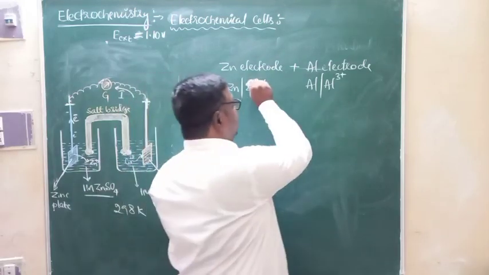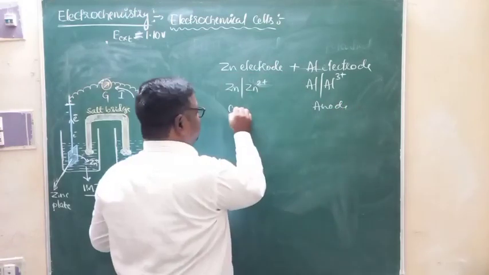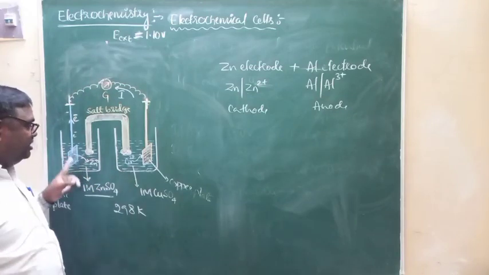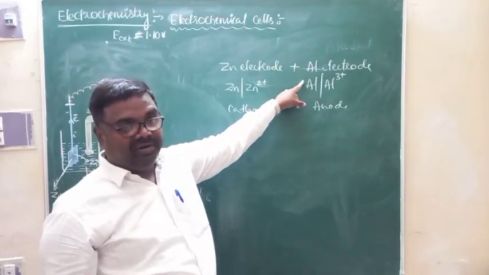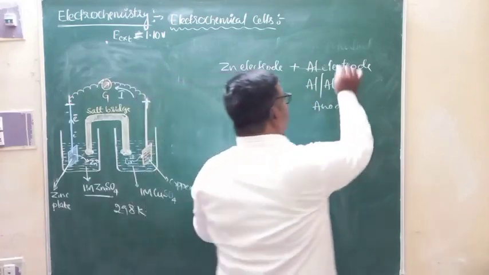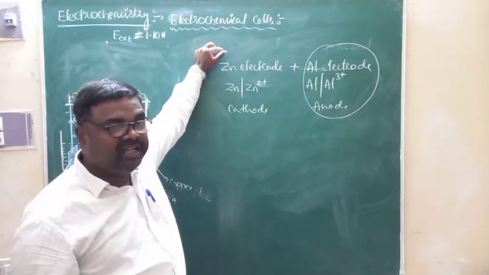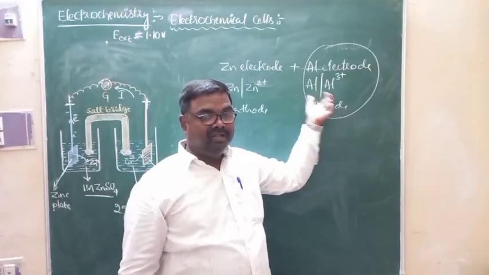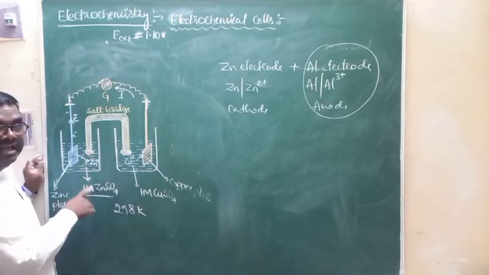That is, when zinc electrode is connected to aluminum electrode, aluminum is acting like an anode and zinc electrode is acting like a cathode. When zinc electrode is connected to copper electrode, zinc is anode, but here zinc is cathode when it is connected to aluminum electrode. Because out of zinc and aluminum electrode, the tendency of losing electrons by aluminum electrode is more than that of zinc electrode. Hence, when zinc electrode is connected to aluminum electrode, zinc acts as a cathode. When connected to copper electrode, zinc acts as an anode.